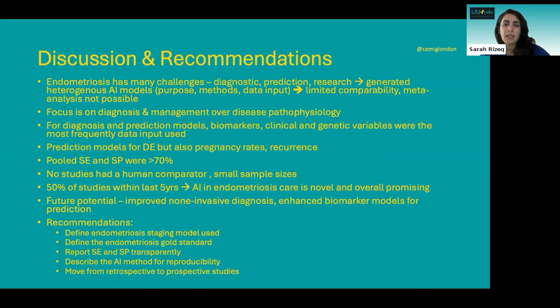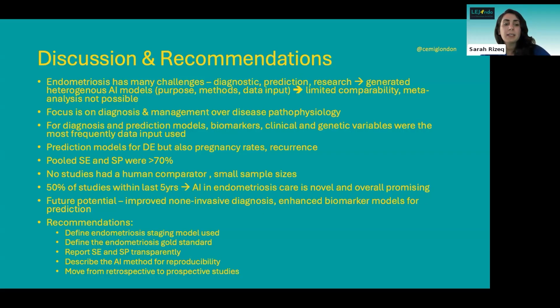So in summary, they essentially concluded that there was limited comparability between these studies. You can't do a meta-analysis in this field, but they have generated some sort of comparison. They've been able to conclude that we are using AI, and the vast majority of studies were from the last 5 years. So it's up and coming. AI is really novel. It's really promising, basically.